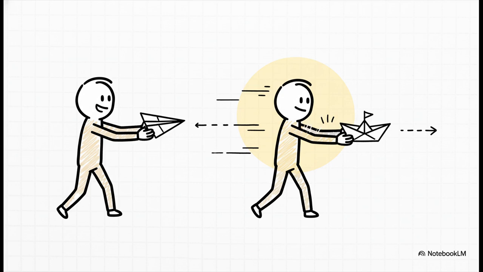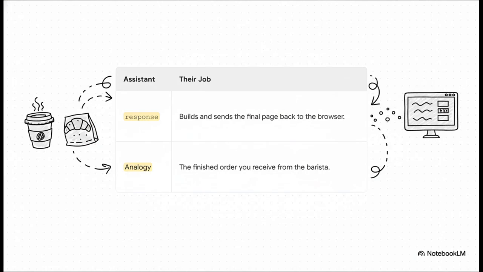Next up, meet Response. And this assistant, well, it works as a partner to Request. So while Request brings the order in, Response is the one that gets the final product ready and sends it back out. It takes everything you've built, all the HTML, all the content, and packages it up to send back to the user's browser. It's the finished coffee and pastry that the barista hands back to you.